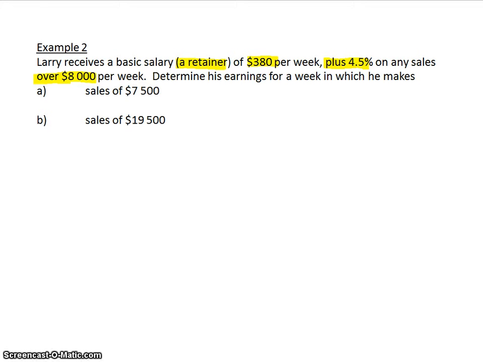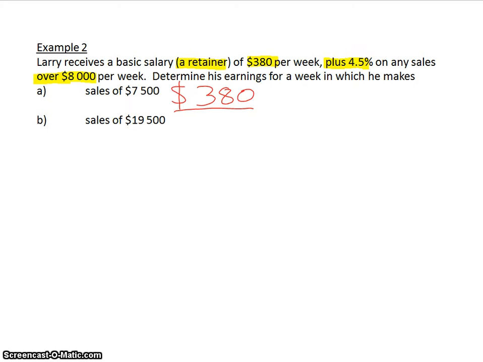So, for question A, he gets his amount, so $380, which is his basic salary, plus 4.5% on sales over $8,000. So he hasn't actually made $8,000 worth of sales. So his final amount that he receives is just his retainer.